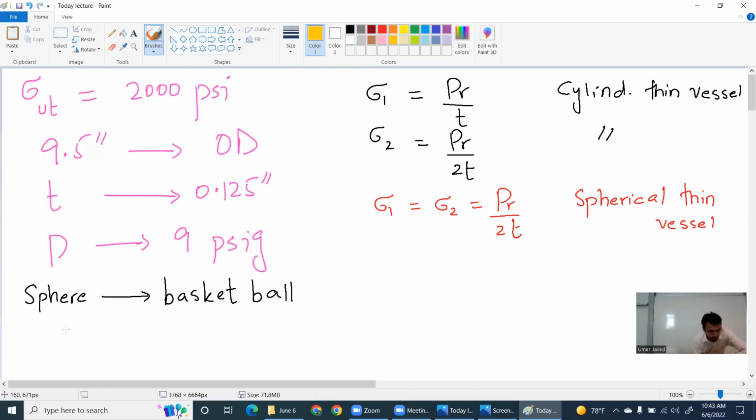Acha. So just finish the question. If it's a sphere, I have told you that the formula is PR over 2T. The question says that you have to tell me what the stresses inside this are. So it gives me the pressure as 9 pounds per square inch. Is it visible? Okay. Multiply by the radius. I think the radius will be 9.5.